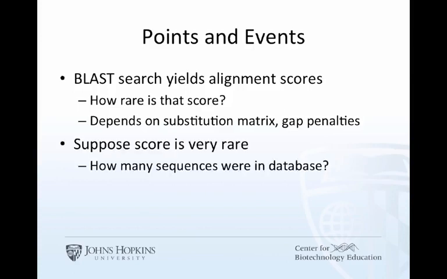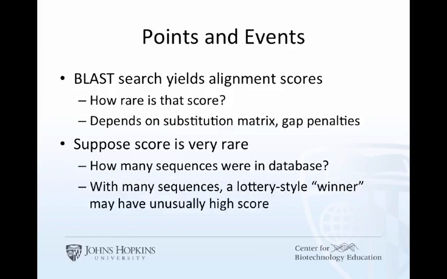Now, suppose one sequence gives you a very high score. You determine that it's very rare to get a score that high. But as with the lottery, you are searching a database of millions of sequences. That's a lot of events, and sometimes you get a high score by pure luck. Let's put it this way. Suppose you get a score that is a 1 in a million event. It's hard to get a score that high. But suppose you search 2 million sequences. By luck, we should expect 2 scores to be that high. Doesn't seem so rare now, does it?